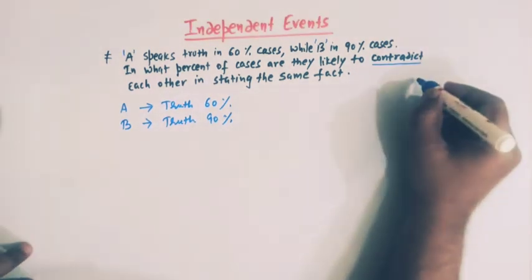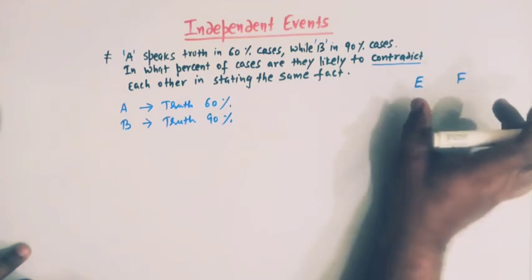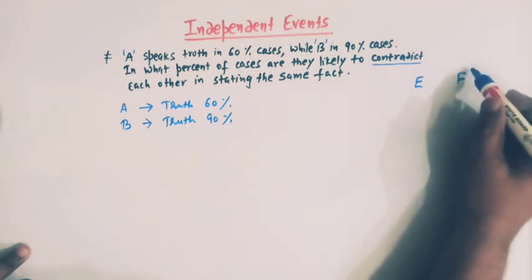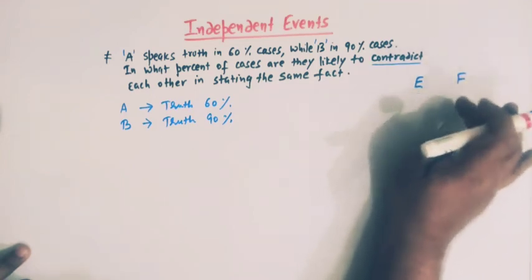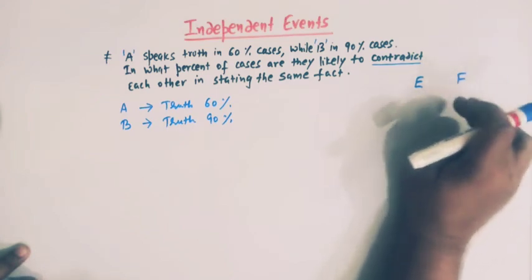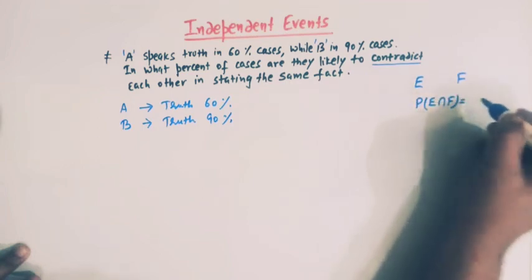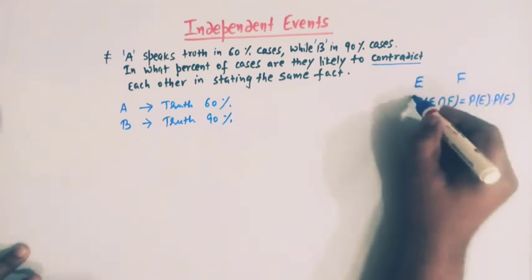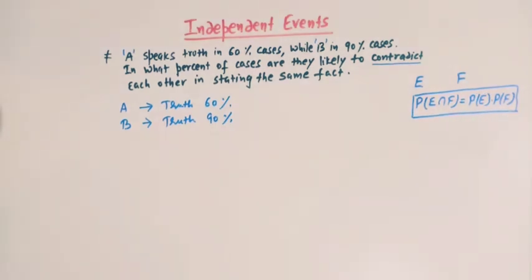Suppose we have two events, say E and F. These two events E and F are said to be independent events if the probability of happening of event E does not affect the probability of happening of event F. The condition for these two events to be independent is that the probability of E intersection F must be equal to the probability of E multiplied by the probability of F. So let us solve this problem.